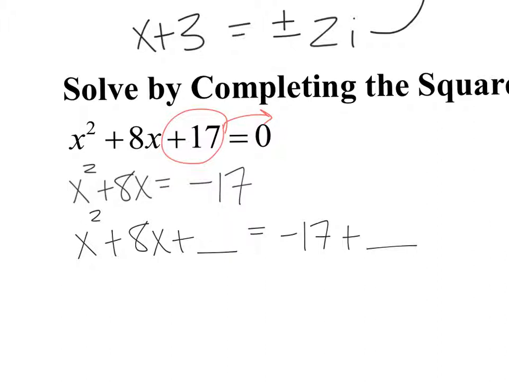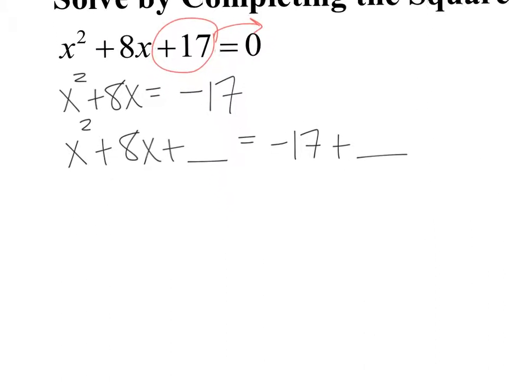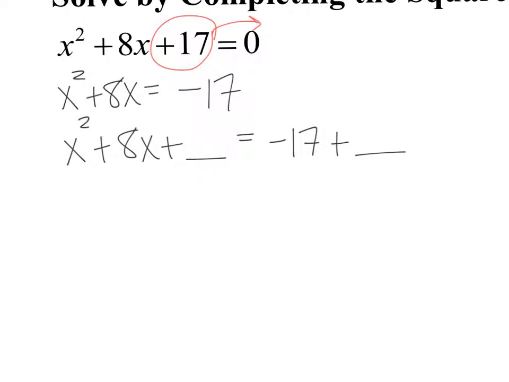Okay, so here's the actual part of completing the square. I want to look at this 8, and it could be a positive number or a negative number. In this case, it's positive, but we will do examples where they're negative. I want you to take half of 8, which is 4, and then square that number, which is 16. And so I'm actually putting a 16 in both sides of my equation.